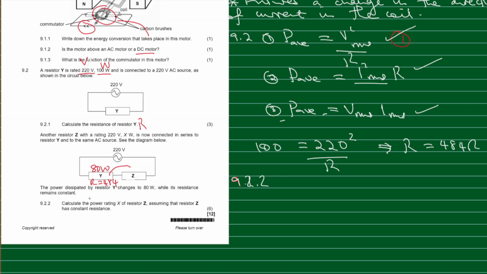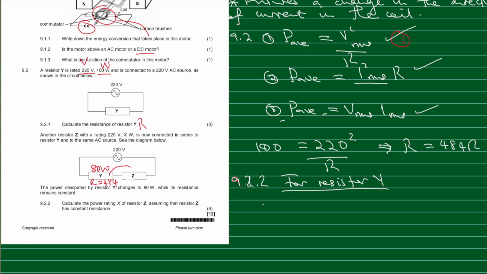9.2.2. I will start by calculating the IRMS. How much current is coming here? We know that for the IRMS we can use the formula using the power. We can use the power that is given. Now let me say for resistor Y.